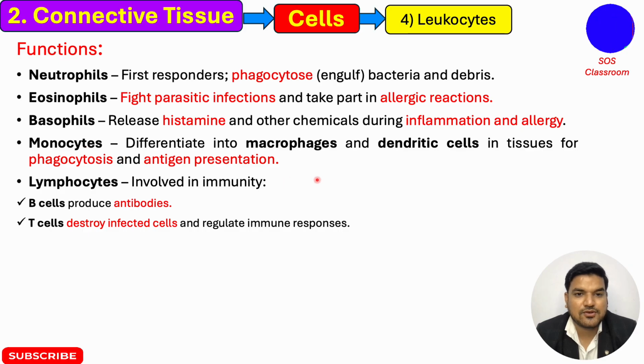Monocytes become macrophages and dendritic cells in the tissue for the phagocytosis process and antigen presentation. Lymphocytes are helpful for the immunity processes, like B cells produce the antibodies and T cells destroy the infected cells and regulate the immune responses. So these are the main functions of the different types of WBCs in the body.